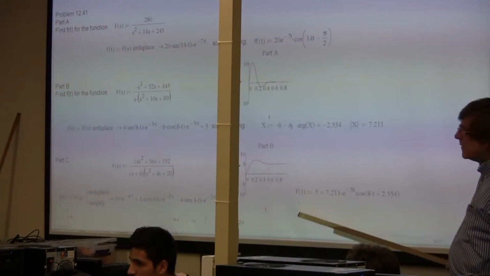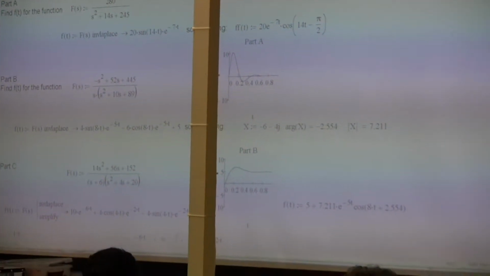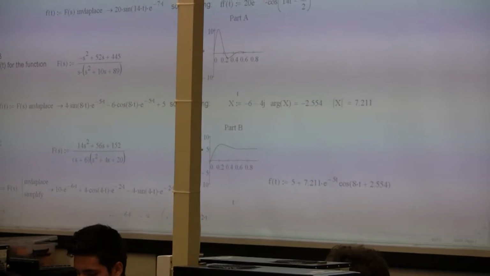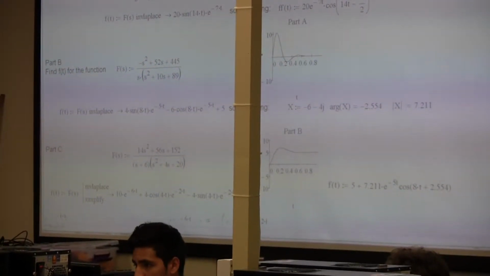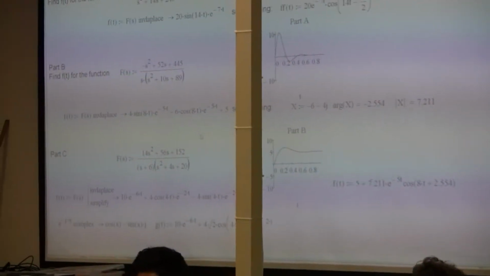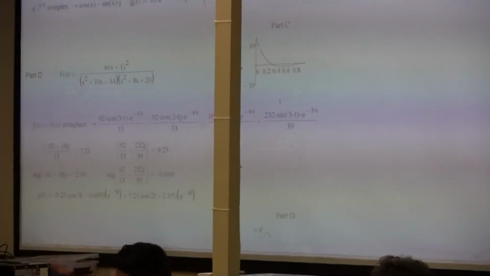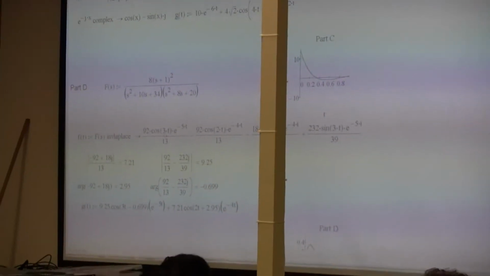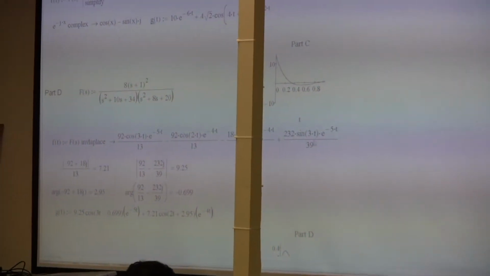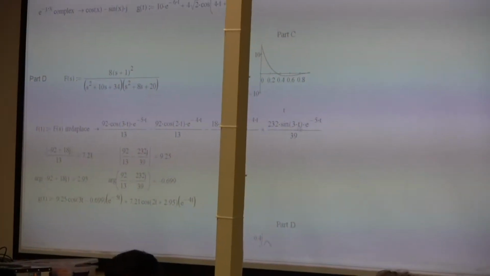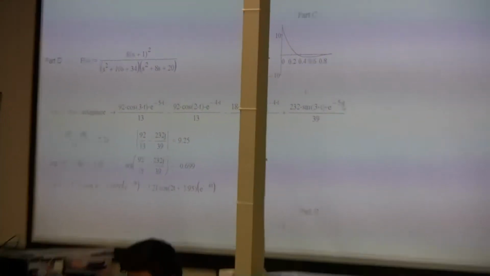So can we look at D? Because with that one, we have to combine 2 cosine terms and 2 sine terms. So how do we go about part D? In part D, we get 2 frequencies. So we've got a 3t here and a 3t here. They both have the e to the minus 5t exponent.